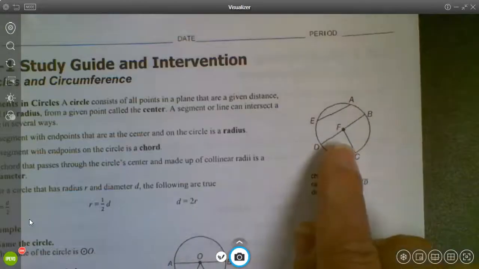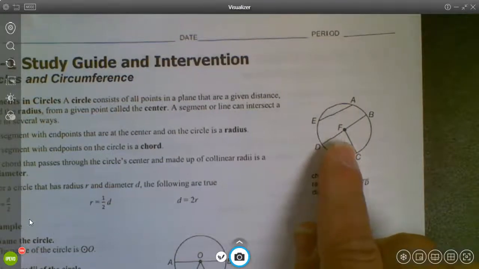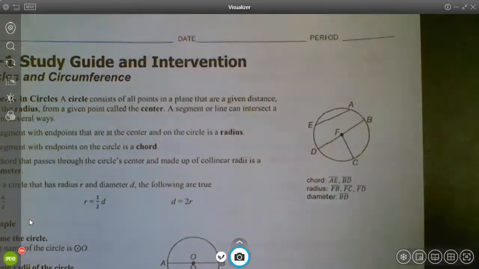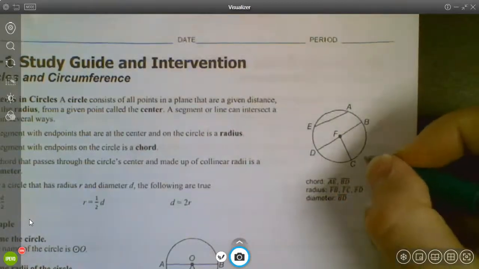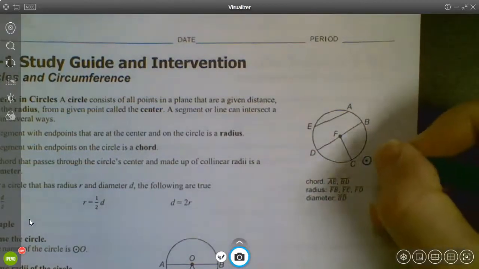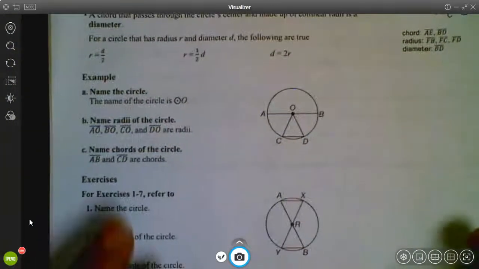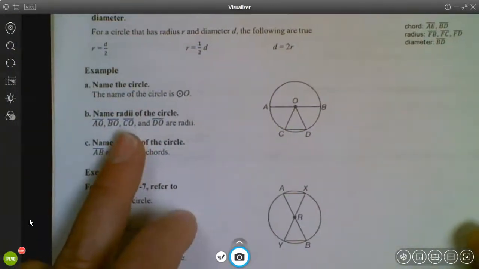We would have called this one circle F, right? So if we were asked to identify what that circle is, we would call it circle. So we give it the circle symbol, which looks like this, and then we give the letter of the center point. So we would call that circle F. All right, so again, a couple examples for you, and you can just have these for your notes.